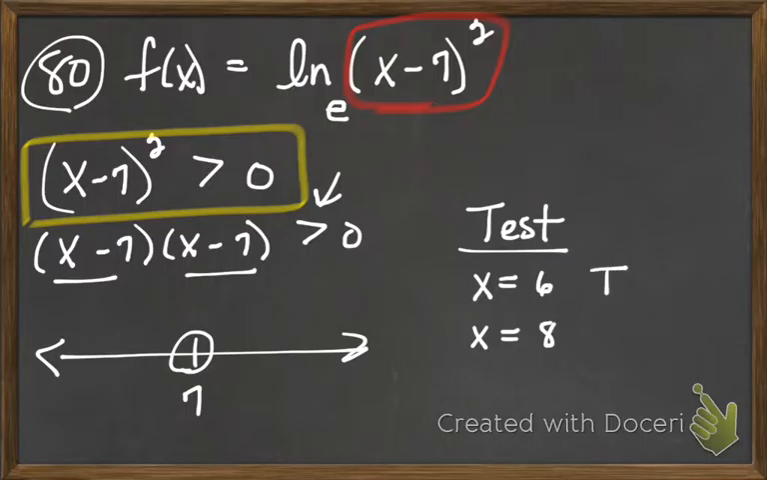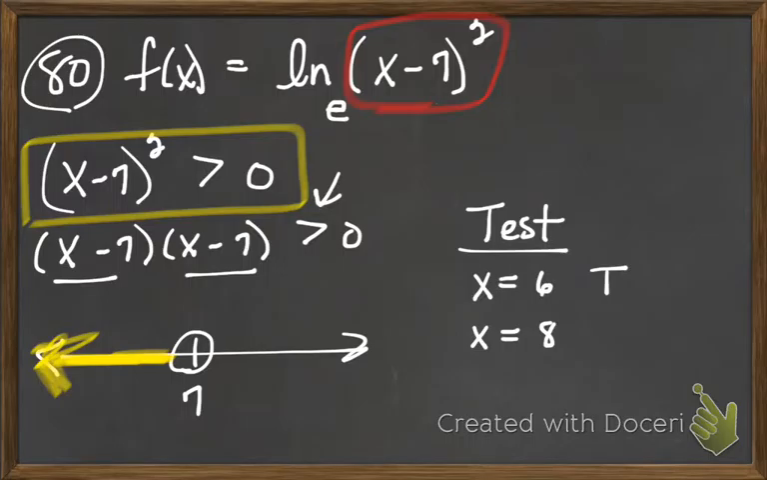True. So if 6 makes x minus 7 squared greater than 0, then that's enough to prove everything less than 7 makes it a true statement. So you would shade all the numbers to the left of 7. And then let's see if we're going to shade to the right. So to see if we're going to shade to the right, you would pick any number to the right of 7. Sean picked 8, so we're going to try 8.